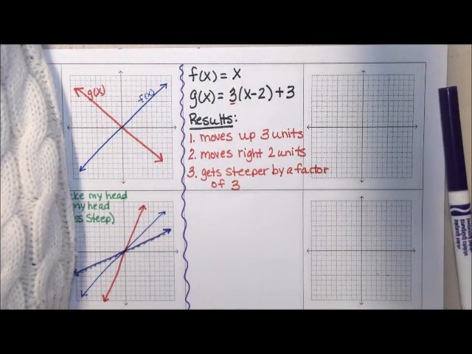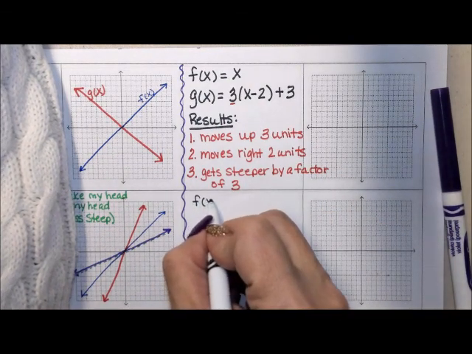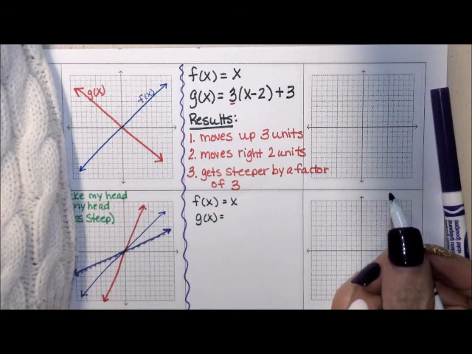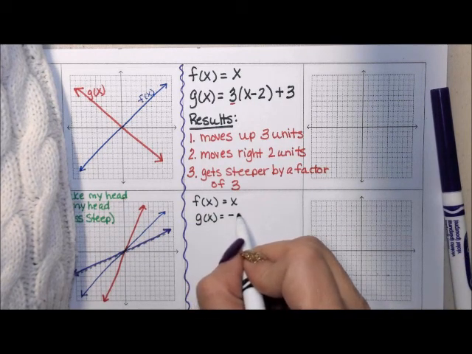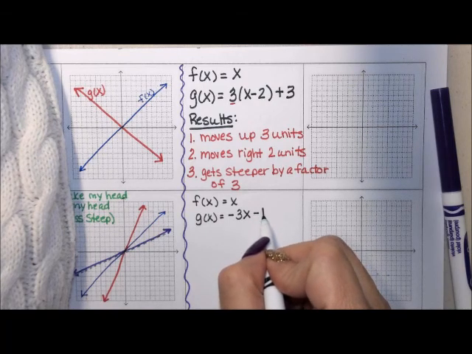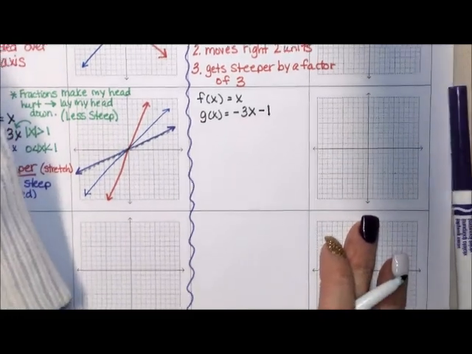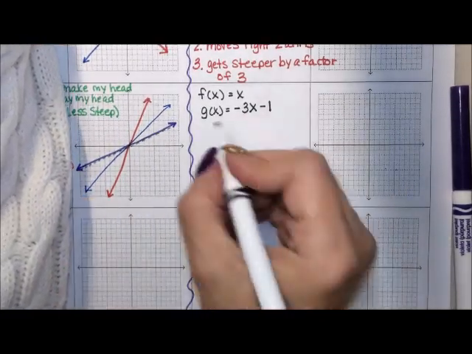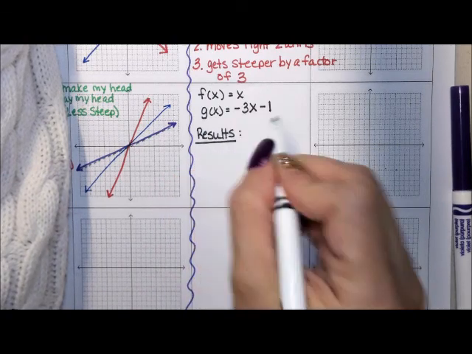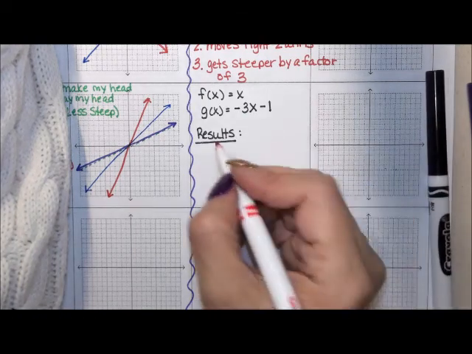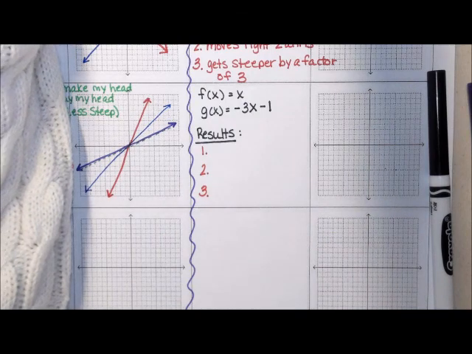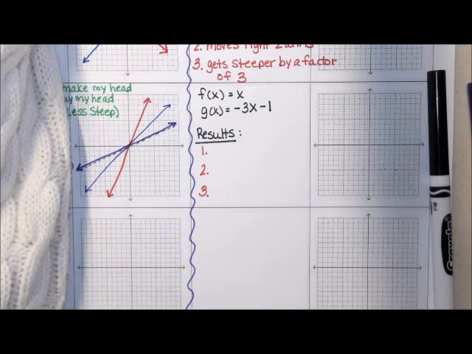Okay, now let's look at another one. What if I take the parent function and I say take g of x, and let's see what happened. Let's do negative 3x minus 1. Okay? What are the results? All right, I'm going to tell you there are 1, 2, 3 things that happen on this one. I'm going to give you about another 10 seconds.